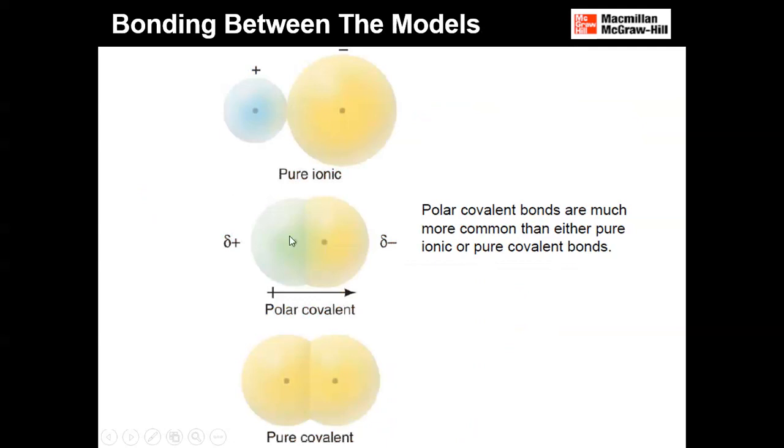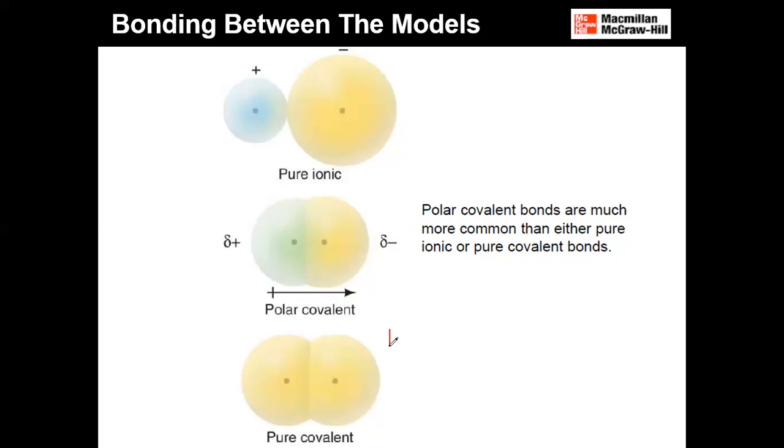So pure ionic is just like a touch, and this one is polar, and pure covalent. Pure ionic is just a transfer of the electron, so there's a difference here. If you look at the arrow, it points to the right side because this atom is more electronegative than that one. This one is positive. So the polar arrow points towards the more electronegative atom.